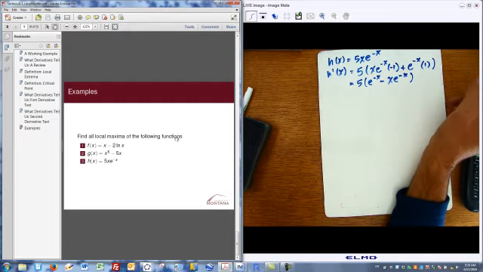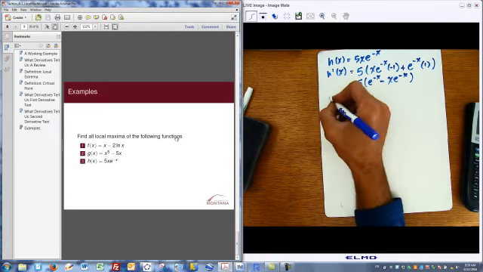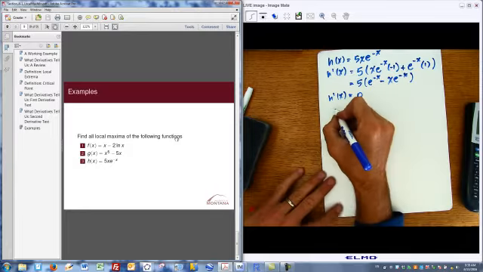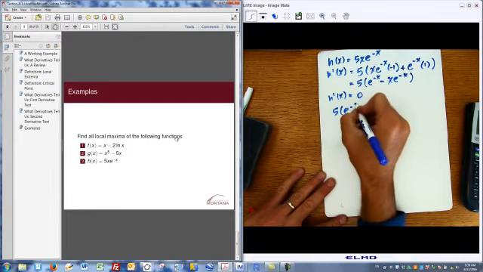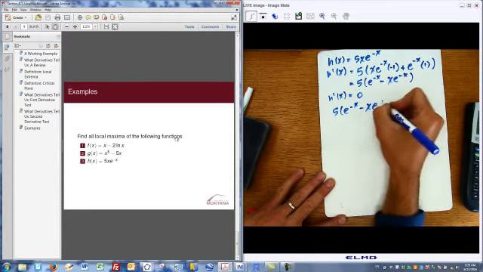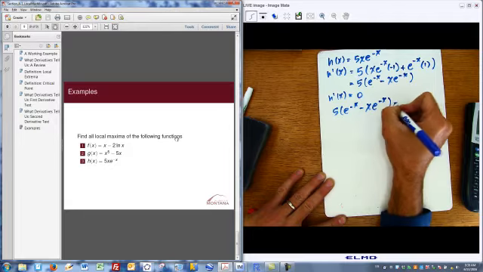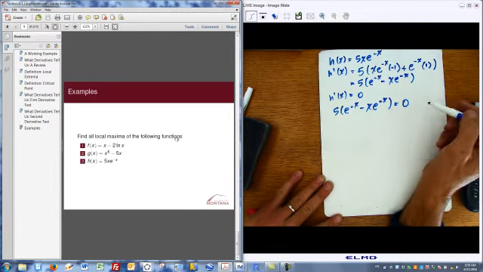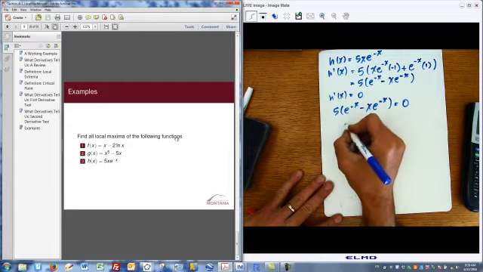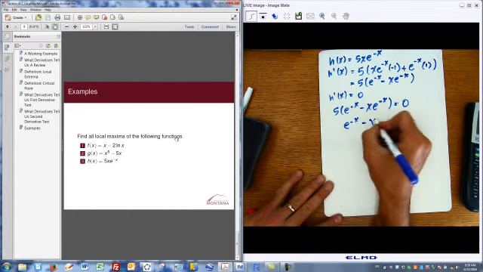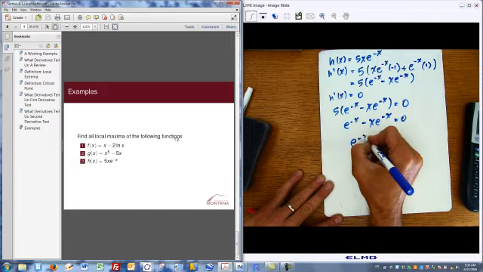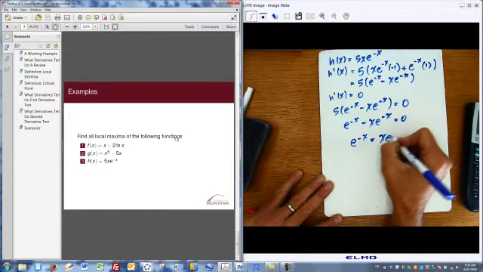Let's go ahead and think about what happens when h prime of x is equal to 0. Well, that's when 5 times e to the -x minus x e to the -x is equal to 0. I'll divide through by 5 and just get e to the -x minus x e to the -x equals 0. E to the -x is going to be equal to x e to the -x.